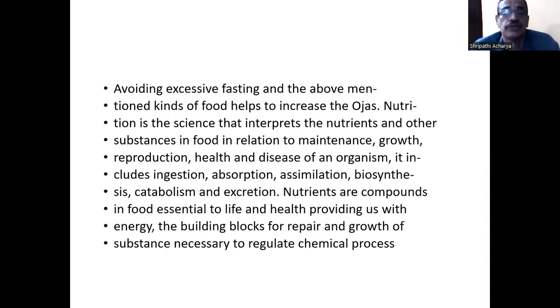Avoiding excessive fasting and the above-mentioned kinds of food helps to increase Ojas. So milk, mudga, and others are given, along with the Jivaniya group: Vriddhi, Jivaka, Rishabhaka, Kakoli, Kshirakakoli, Meda, Mahameda. Some of them are not available to us, so we take Shatavari, Vidarikanda, Varahikanda, and Ashwagandha as substitutes for the Jivaniya group.